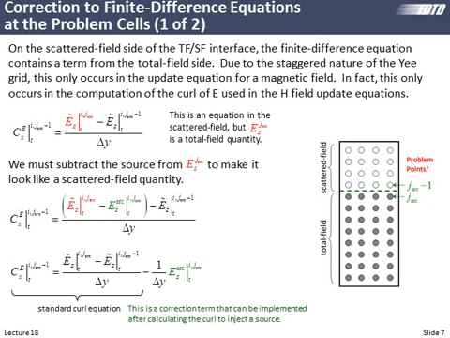So let's say we are on the scattered field side and we are calculating the x component of the curl of E. We see we have a finite difference equation that reaches to the total field side. So we have a total field term really sitting in a scattered field equation. This is not compatible and we have to fix that. How do we fix that? How do we get a total field term to look like a scattered field term? We subtract the source from it. So now what's in parentheses looks like a scattered field term.